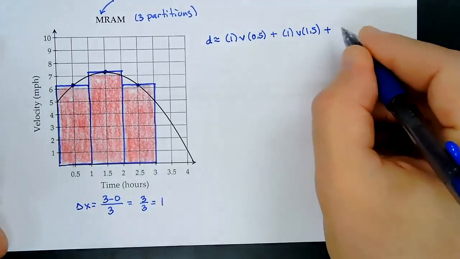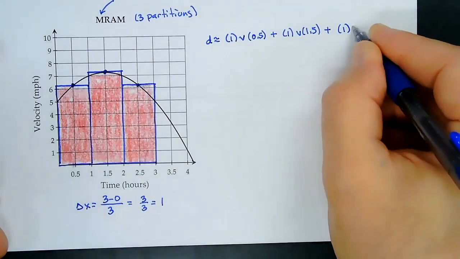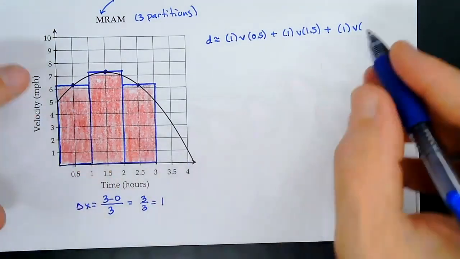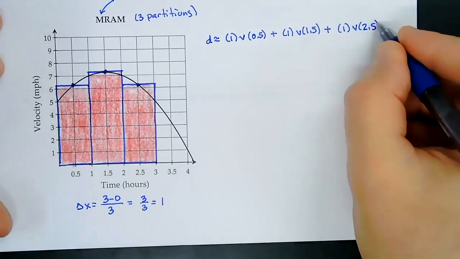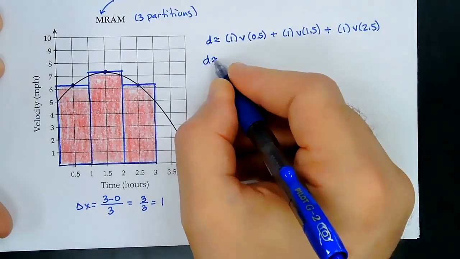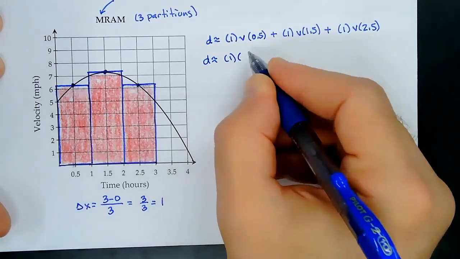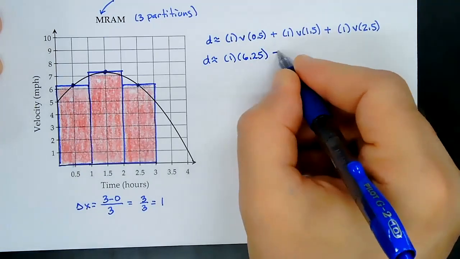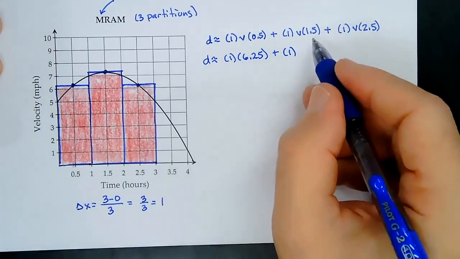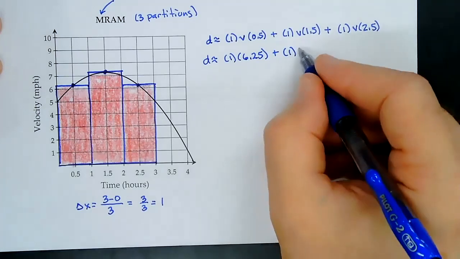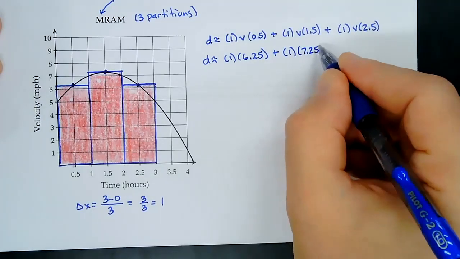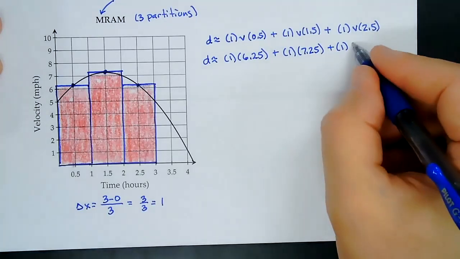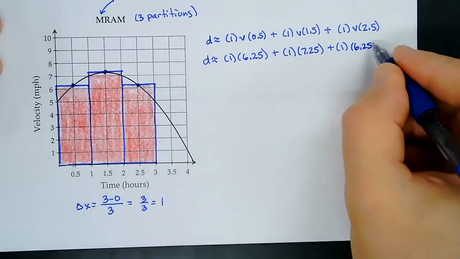And then plus 1 times V of... And for this one, we're going from 2 to 3. So the midpoint would be 2.5. So that'd be V of 2.5. And so for this one, the distance would be 1 times V of 0.5, which is 6.25, plus 1 times V of 1.5, which is 7.25, plus 1 times V of 2.5, which is 6.25 again.